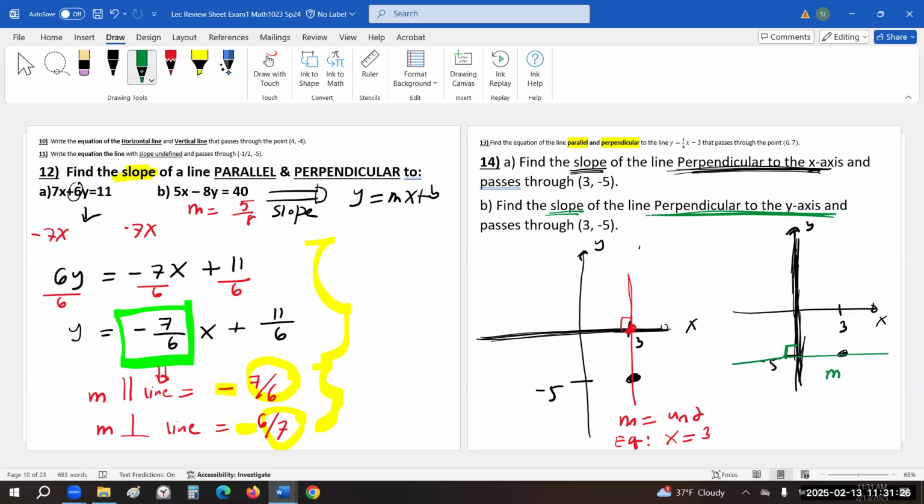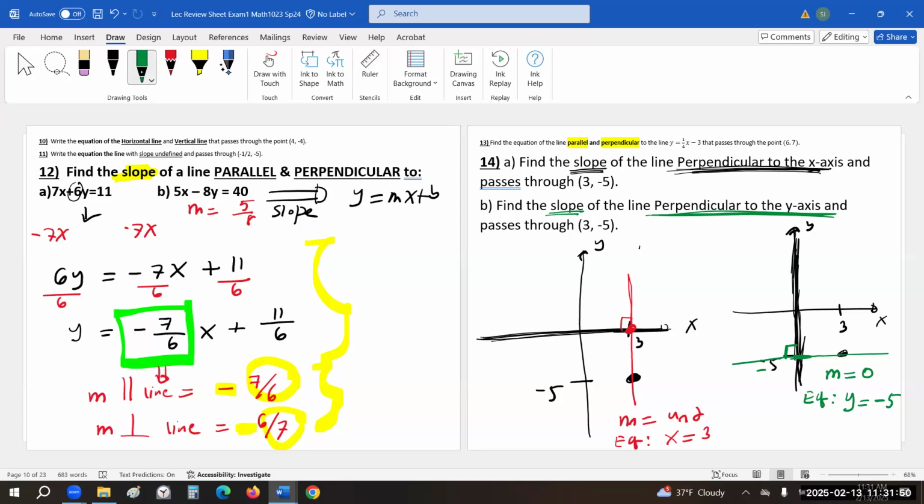Now what is the slope of any horizontal line? 0. And what will be the equation of this horizontal line? The only point it goes through is the y value -5. So it must be y equals -5. And that's all you have to do.